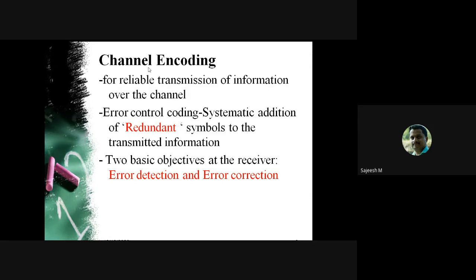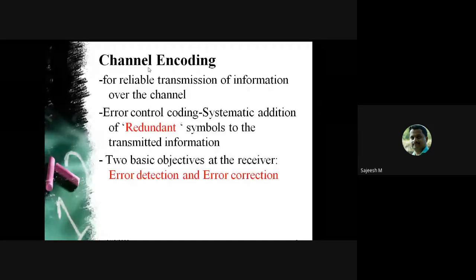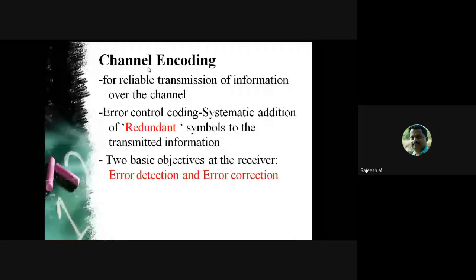Initially there is a source of information. Its output is encoded using some coding mechanism. Then to the output coming out of the source encoder, some extra bits, some check bits, generally redundant bits, are added. The channel encoder output will be the source encoder output plus some redundant bits, redundant symbols.